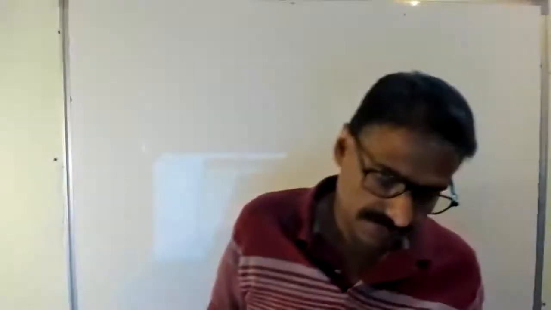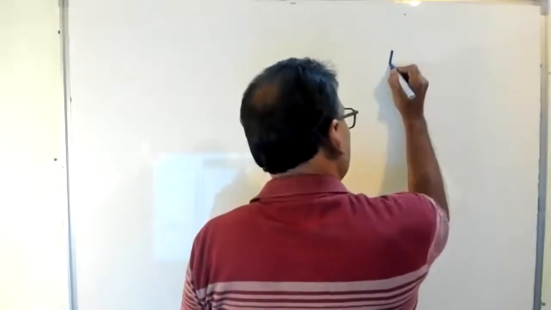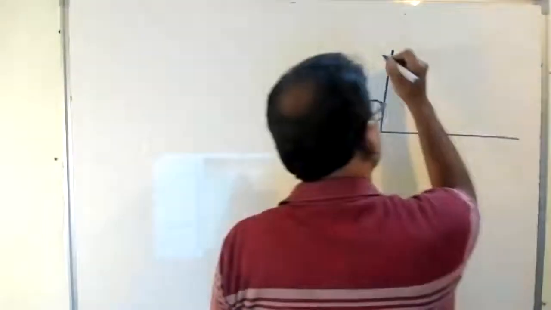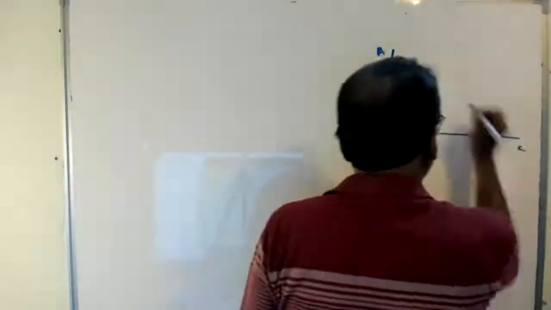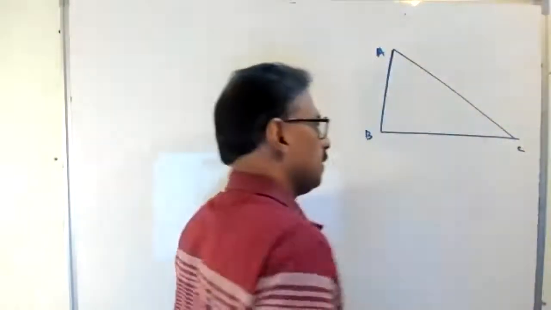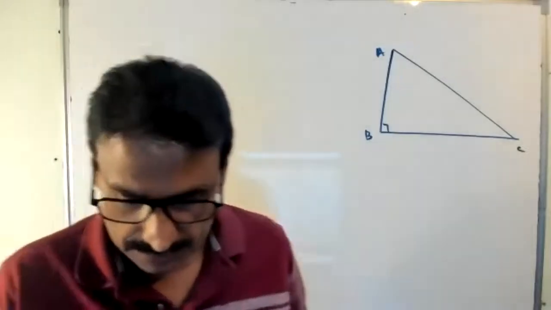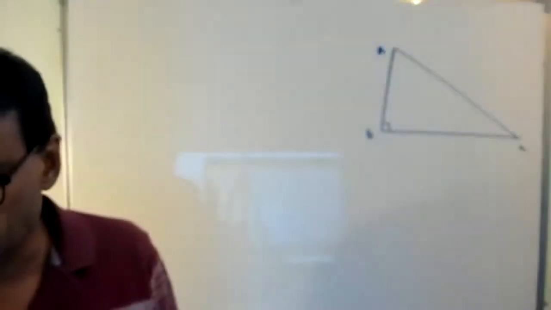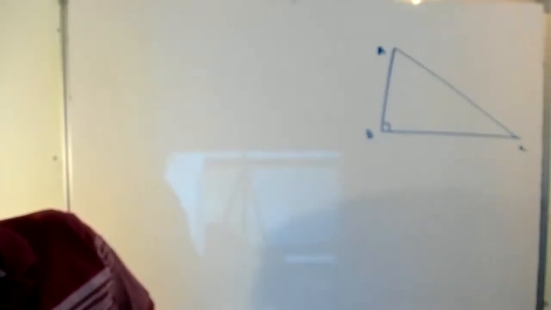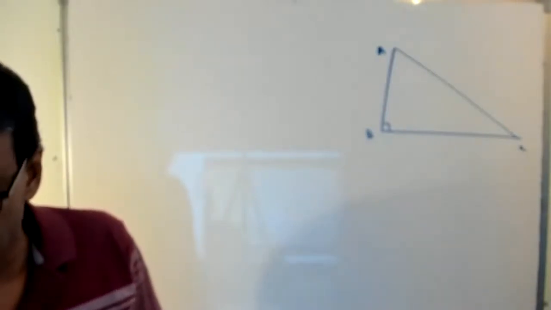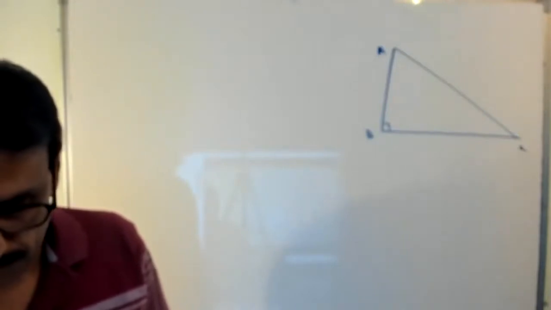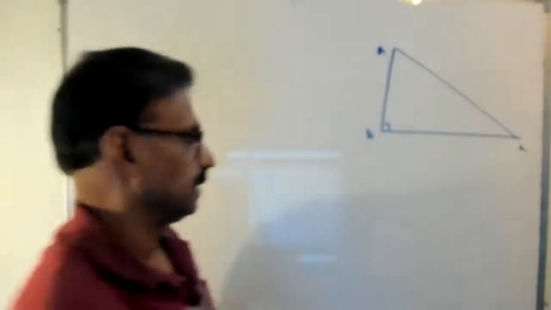In the figure, ABC is a right angle triangle, right angle at B. Points D and E trisect BC.